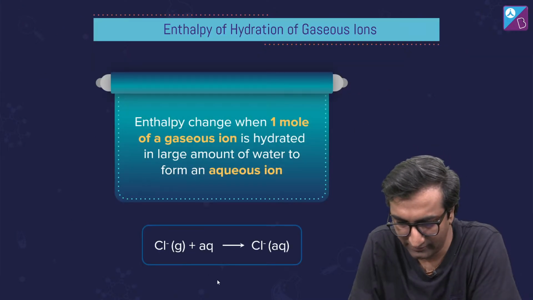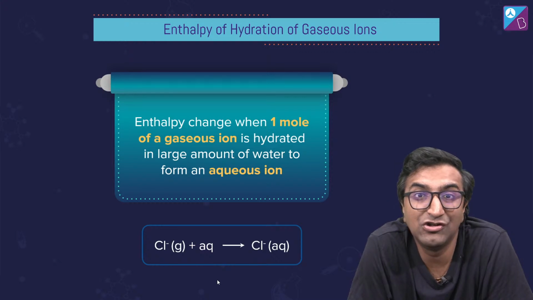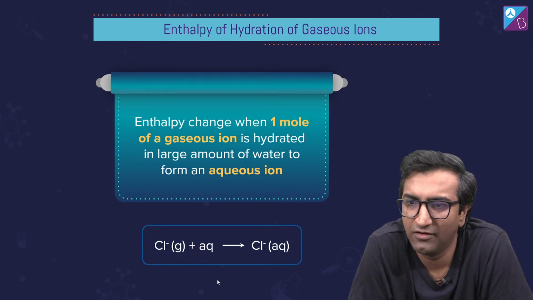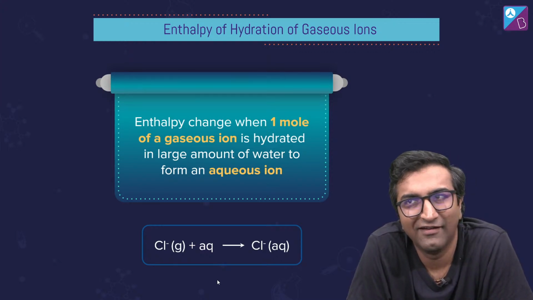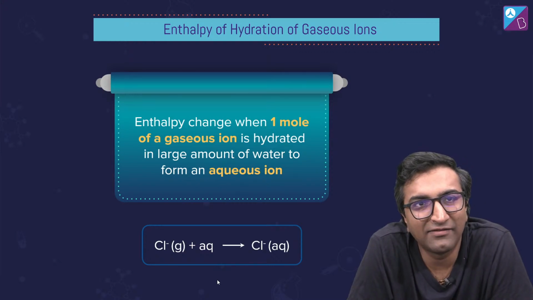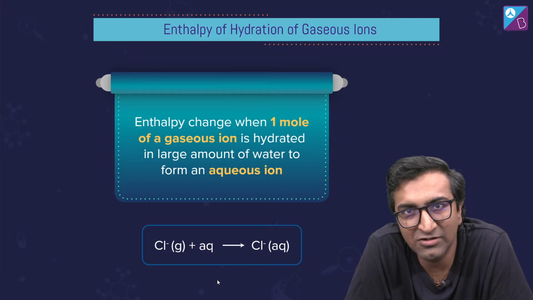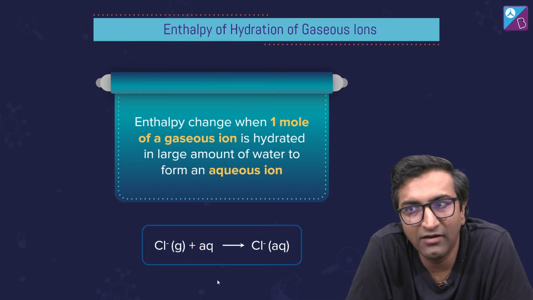All right. Nice. Let's look at some other definitions. Enthalpy of hydration of gaseous ions. What is this? Enthalpy of hydration of gaseous ions. You saw Na plus gaseous and Cl minus gaseous, those were hypothetical species, right? Hydration means surrounding those ions by water molecules.